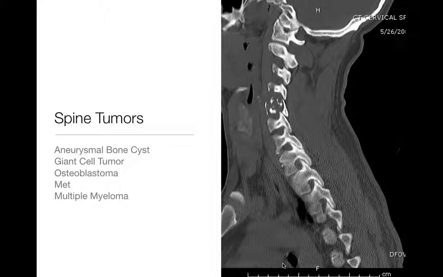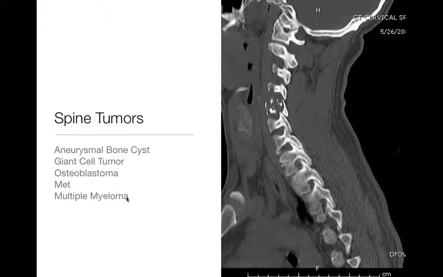All right, so common things I want you to think about for spine lesions: aneurysmal bone cysts, giant cell tumors, osteoblastoma, and in older adults, Mets and multiple myeloma. Now, this is not an exhaustive list. There are other things that can do it, but these are common things that can do it. I showed you the chondrosarcoma and the osteochondroma in multiple hereditary exostosis. Those are pretty rare, and they have a more typical appearance.